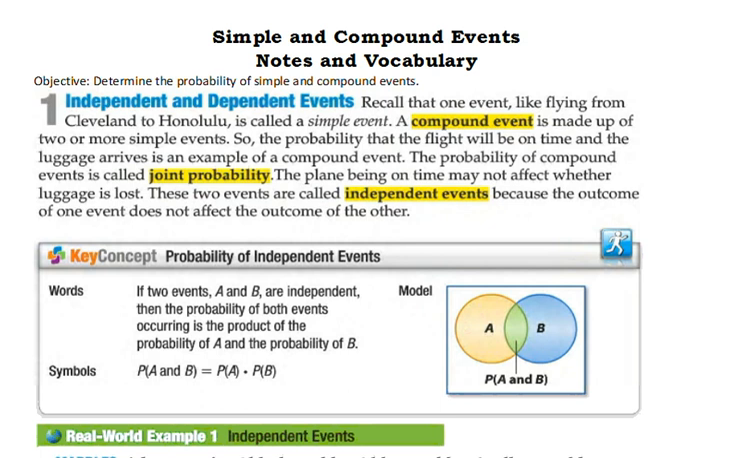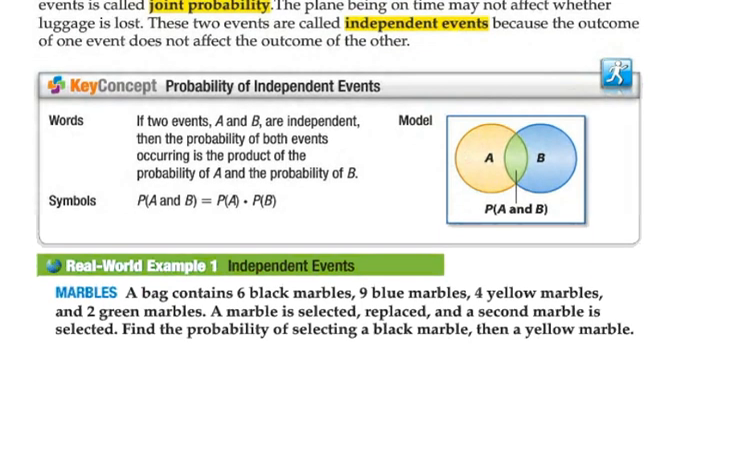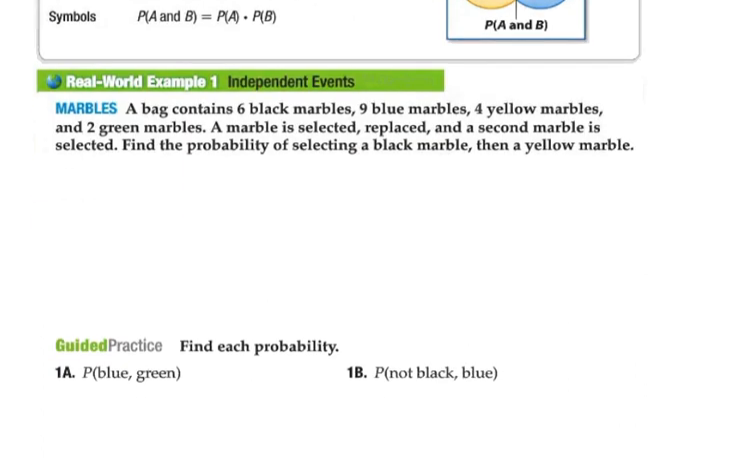Okay, the objective of this section is to determine the probability of simple and compound events. We're going to focus on a lot of compound events that have simple events connected to them, so a compound event is 2 or more simple events. The one we started with was the independent event, remembering that the outcome of one does not affect the outcome of the other. When we see the probability of both, we are multiplying them because it's the probability of one and the other.